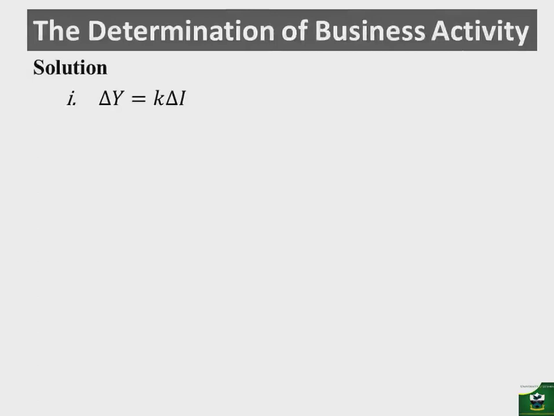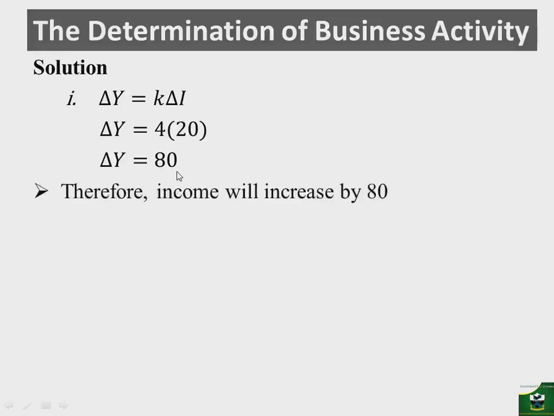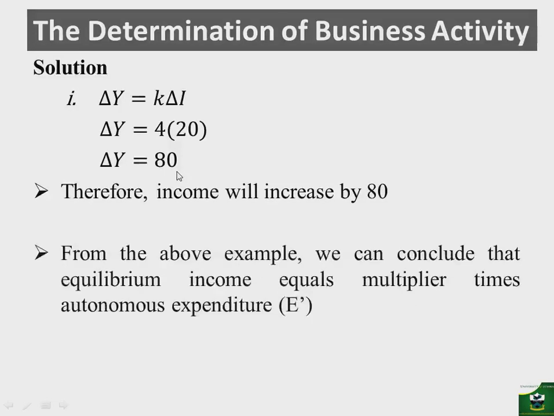Okay, so to find the change in income brought about by the 20 change in investment, recall we said change in income will be equal to the multiplier multiplied by the change in investment. We noted that investment changed by 20, so we multiply 4, which is the multiplier, times the change in investment of 20. By so doing, we obtain our change in income of 80. Meaning that if investment increases by 20, our equilibrium income will increase by 80. Therefore, income increases by 80.